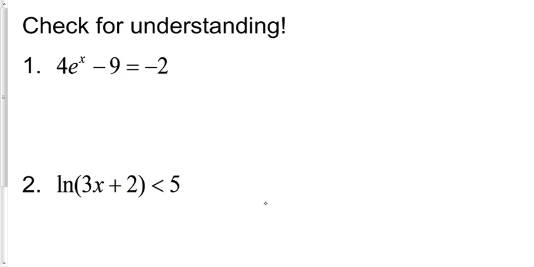Okay, so I want you to try these two on your own. The first one, you need to get e by itself and then cancel out base e. And number 2, you've got a natural logarithm. You need to cancel it out by taking the base e of both sides.